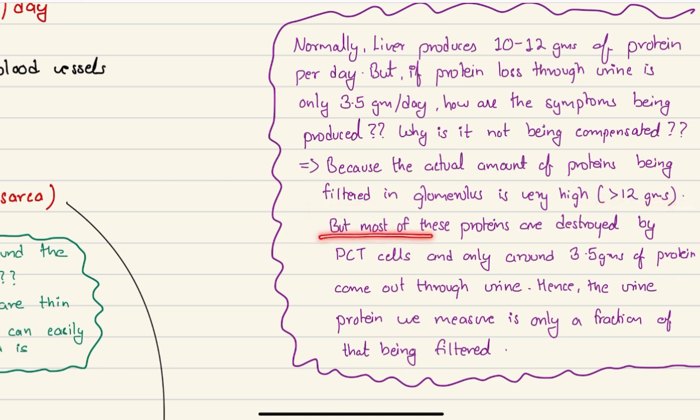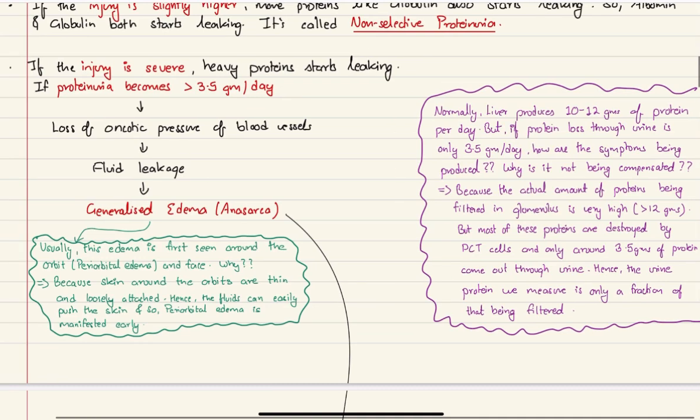But most of these proteins are destroyed by the cells of the proximal convoluted tubules, and only around 3.5 grams of protein come out through the urine. Hence, the urine protein that we measure in the lab is only a fraction of the proteins that are being filtered out through the kidney. Okay, so the actual amount of protein being filtered out is more than 3.5 grams.